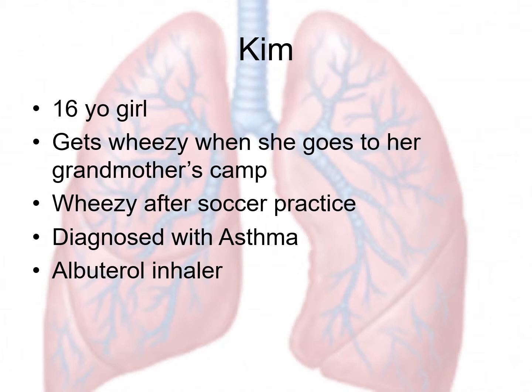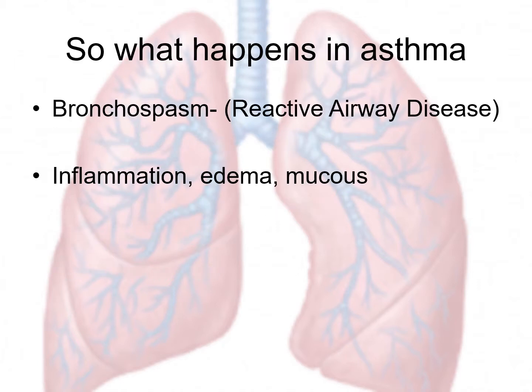It's supposed to open up the bronchi. And basically, we see that what's happening in asthma is bronchospasm. Usually it's a reactive airway disease. It constricts down, and so we open it up by giving a short-acting beta agonist. We also know that there's some inflammation there, and so sometimes with asthma, we'll give an anti-inflammatory, such as a steroid. There's edema, there's mucus.